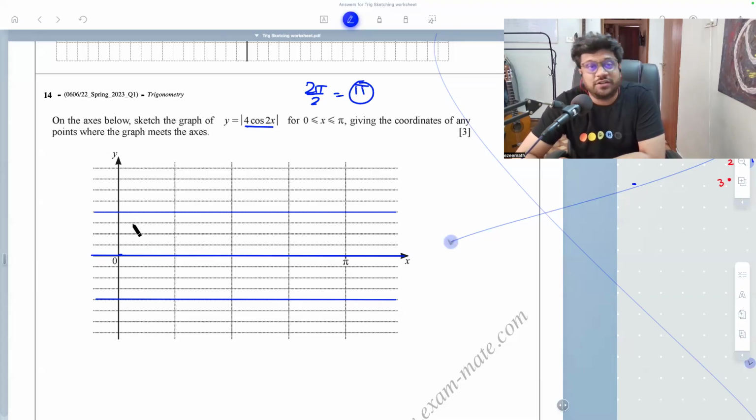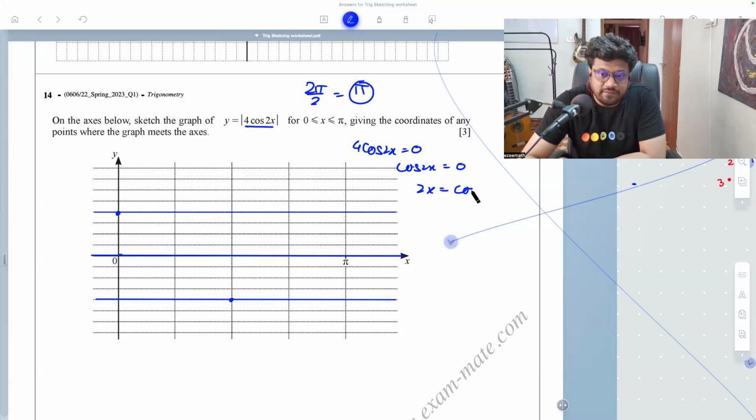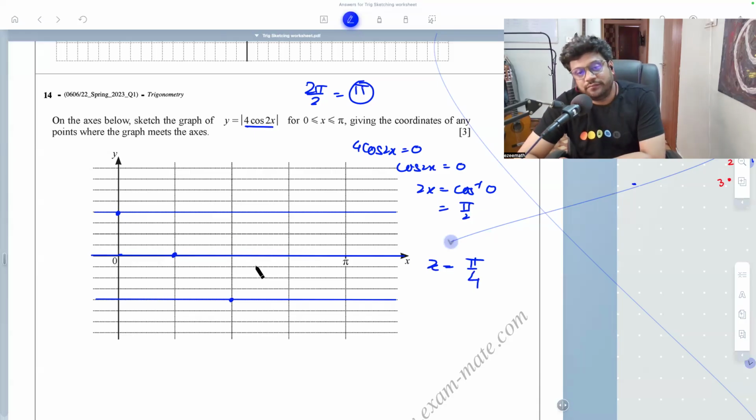Cos curve, like I mentioned, starts from the top and is going to go right around pi by 2. It's going to reach half of it. Well, I'll also find where it meets the x-axis, meaning I'll solve 4 cos of 2x equal to 0, meaning cos of 2x is 0, 2x is cos inverse of 0. Well, that's pi by 2. Well, x is supposed to be pi by 4 in that case. Well, there it is, pi by 4. 2x is pi by 2, x is pi by 4.